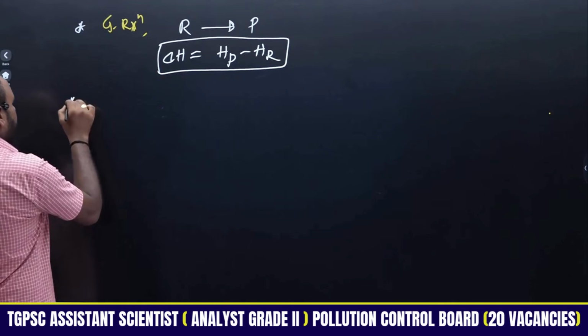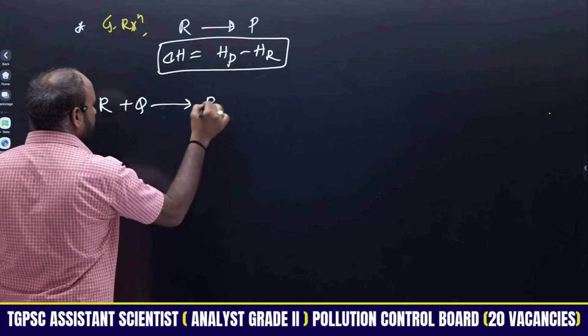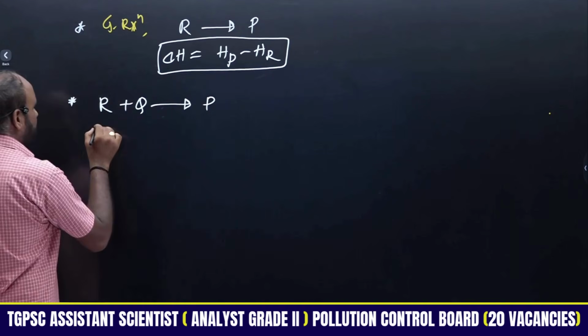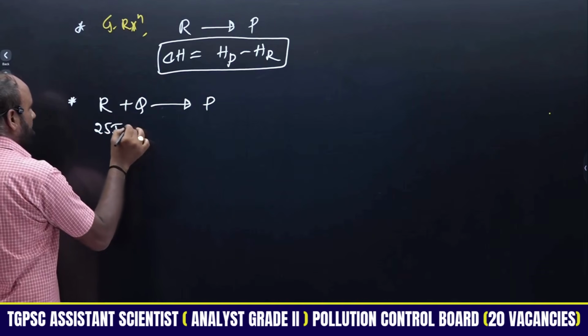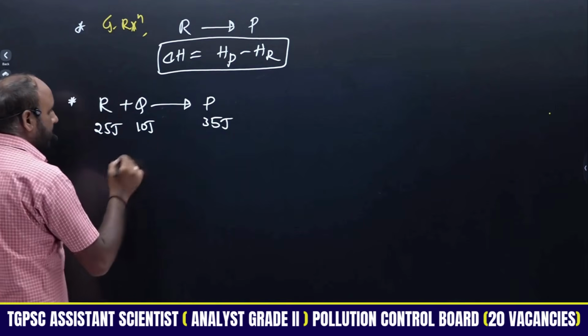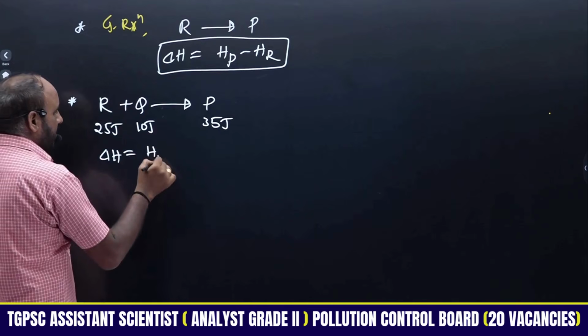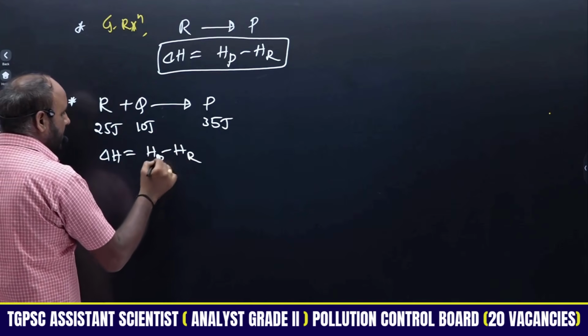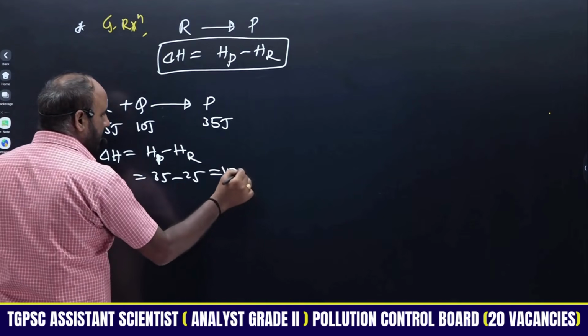So by considering one reaction, the reactants absorb some amount of heat energy and are then converted to products. So if this is 25 joules, with 10 joules absorbed, then the product will be 35 joules. Therefore delta H will be H of products minus H of reactants. H of products is 35 minus 25, that becomes 10 joules.